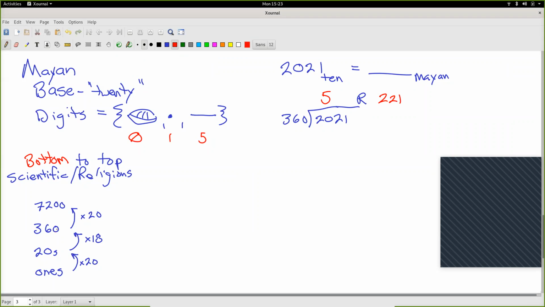So then we move down to the next place, which is the 20s, so now we want to know how many times does 20 go into 221. Let's see, 20 goes into 105 times, so 200 would be 10 times, plus another one. I think this is 11 times with a remainder of 1. Anyone else get that?